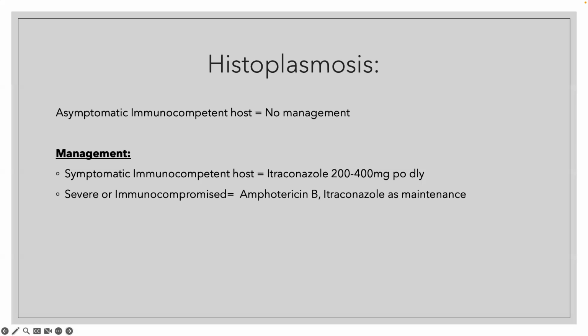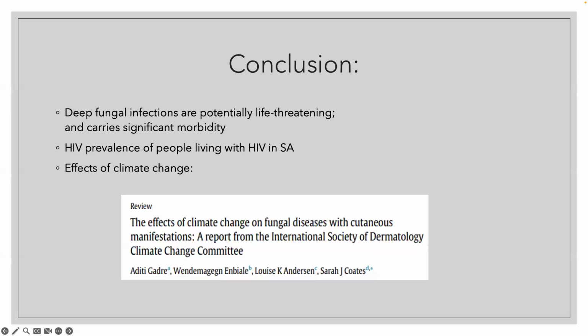And I really try to keep it short and sweet. This brings me to the conclusion. Right. To conclude today's talk, I want to leave you with the following. Deep fungal infections of the skin may cause life-threatening illness, but it also more often leads to significant morbidity. It's important to recognize these lesions and diagnose them accurately so that the appropriate antifungal therapy can be initiated.